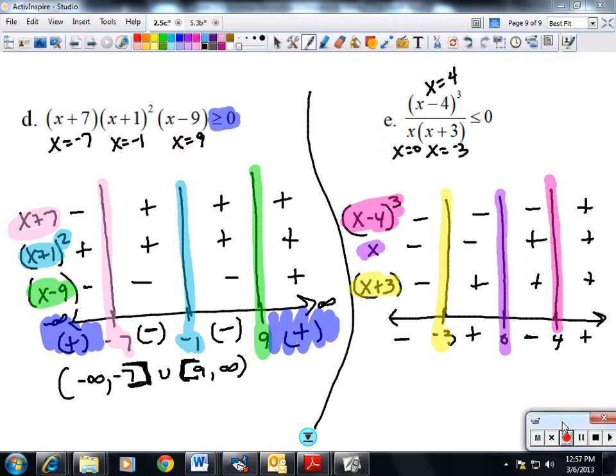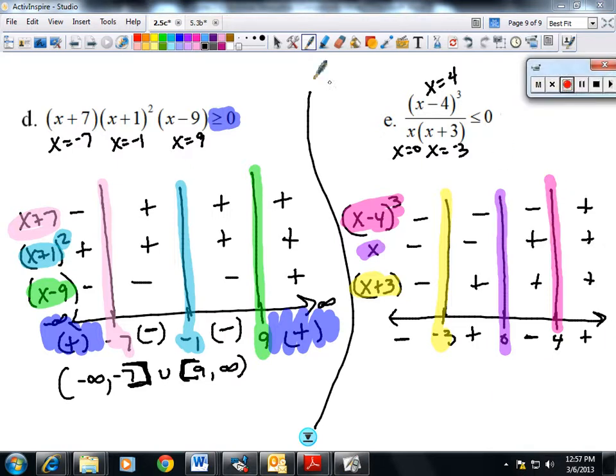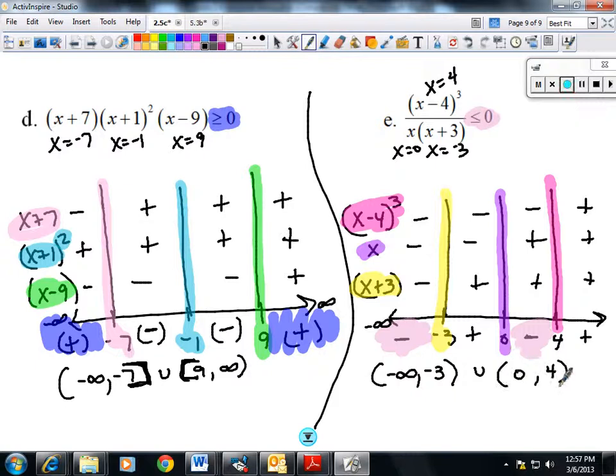I want to know where it's less than 0. Less than 0 is here and here. So it's going to be from negative infinity to negative 3, 0 to 4. Now let's check our brackets and parentheses. Bracket: I want to know where it's equal to 0. Now, it's equal to 0 on the top. So on that 4, it's going to be equal.